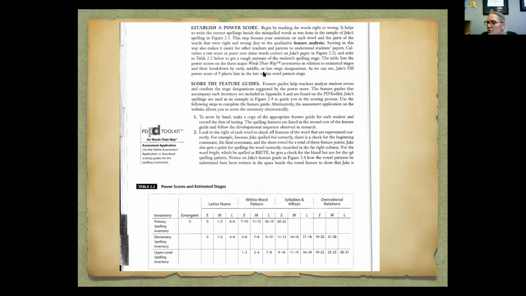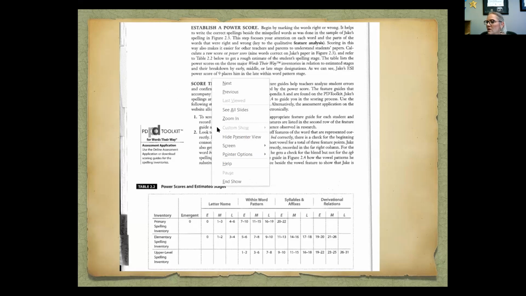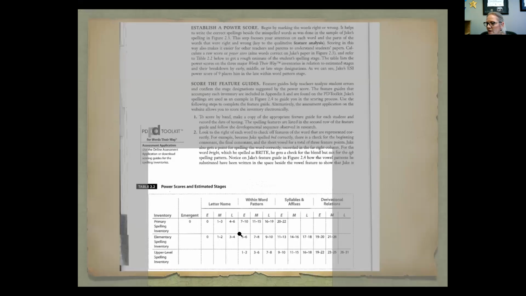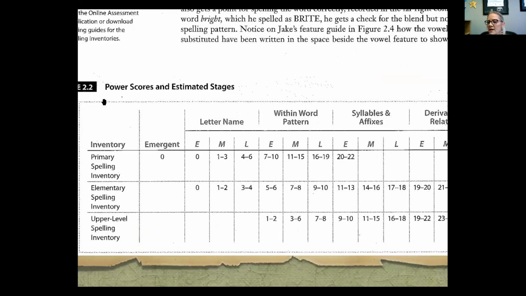Okay, let's pause it. Let me show you what the power score chart looks like. Here's our power score chart, and you can read about it in your textbook if you want. Basically, they have a chart for each of the different spelling inventories. Remember, we're using the primary, so we're going to use this list of numbers.